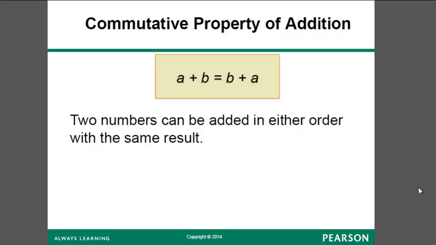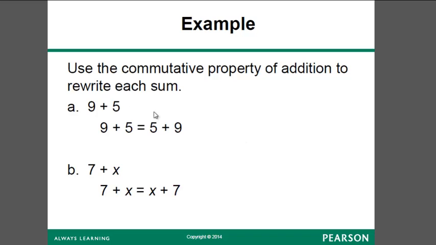A very popular property in addition is the commutative property. What this does is allows us to change the order of the numbers. Two numbers can be added in either order with the same result. a plus b is the same thing as b plus a. We're going to see that in several examples. Think of commutative as a commute. We're moving them around.